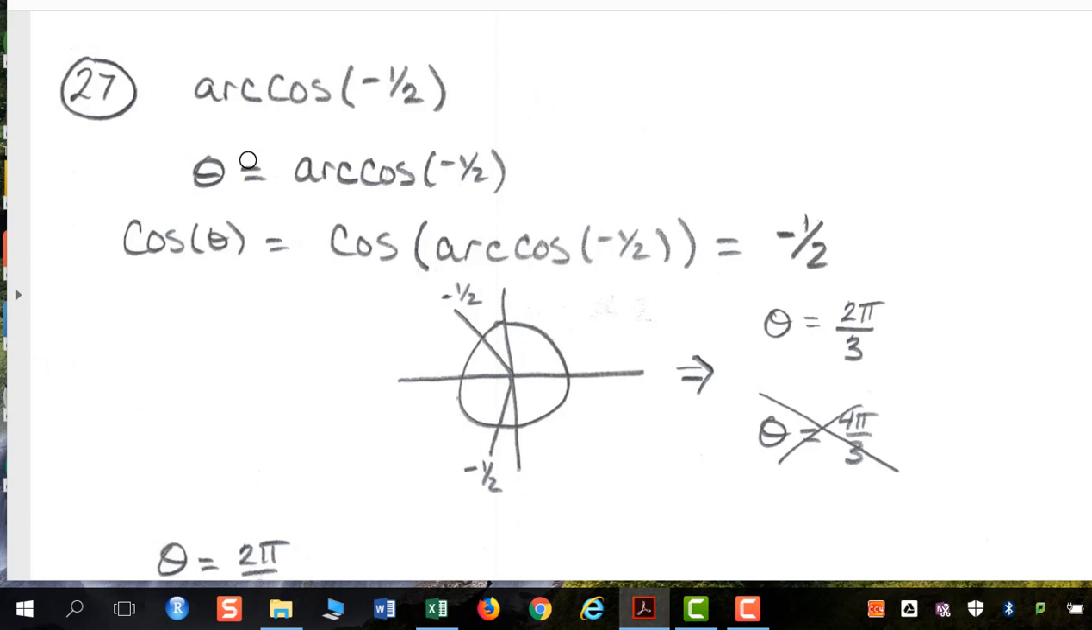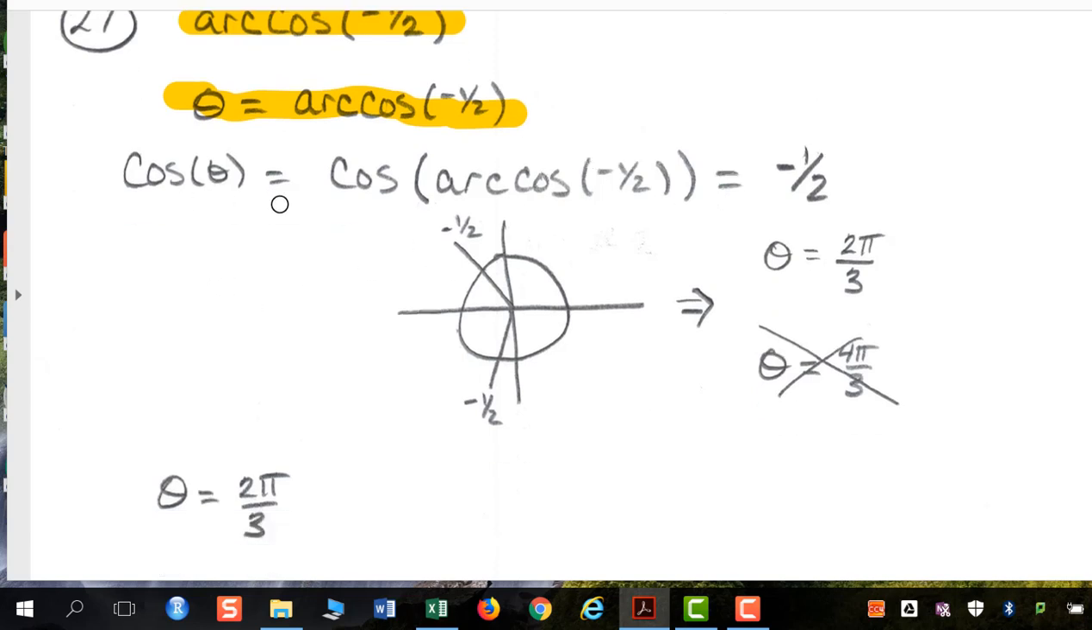So what I do, as always, is I take my arc cosine and I set it equal to something. I like setting it equal to theta. So I have theta is equal to the arc cosine of -1/2. Then I take the cosine of both sides. When I take the cosine of both sides, I get cosine of theta on the left, and then I have arc cosine of -1/2 inside cosine, and this simplifies to -1/2. So in other words, I have cosine of theta equals -1/2.